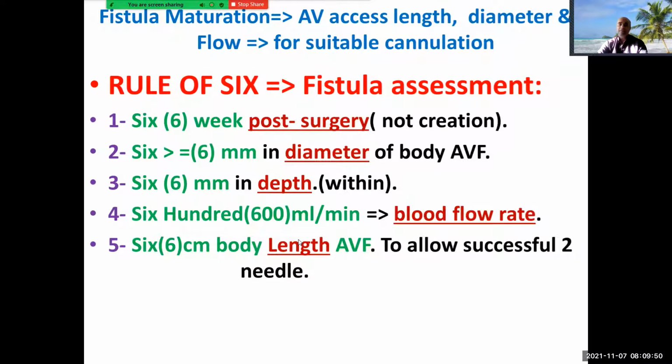The length must be long to give distance to the two needles between each other, to avoid the recirculation. Okay, at least 6 centimeter, and the blood flow by Doppler should be 600 ml per minute.